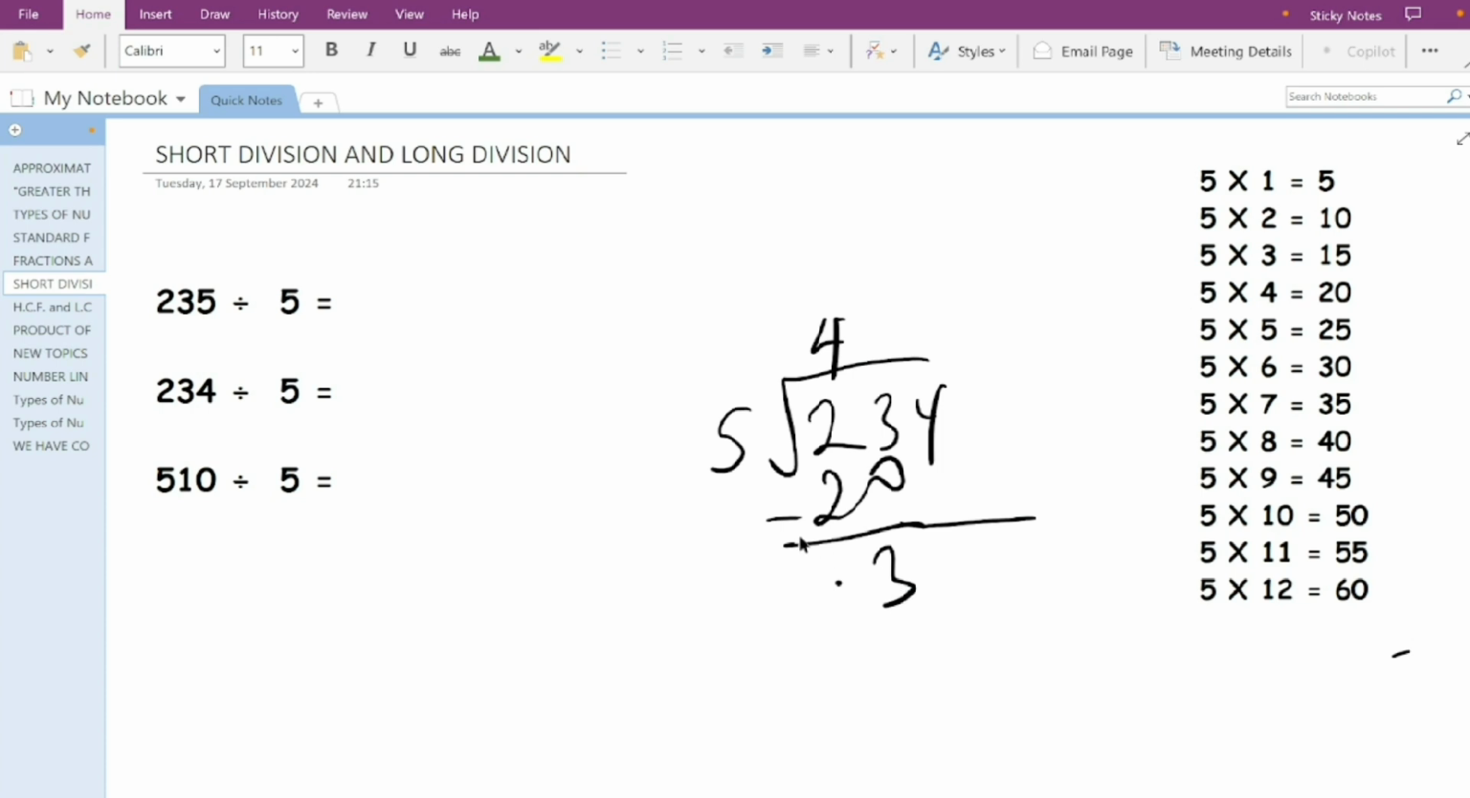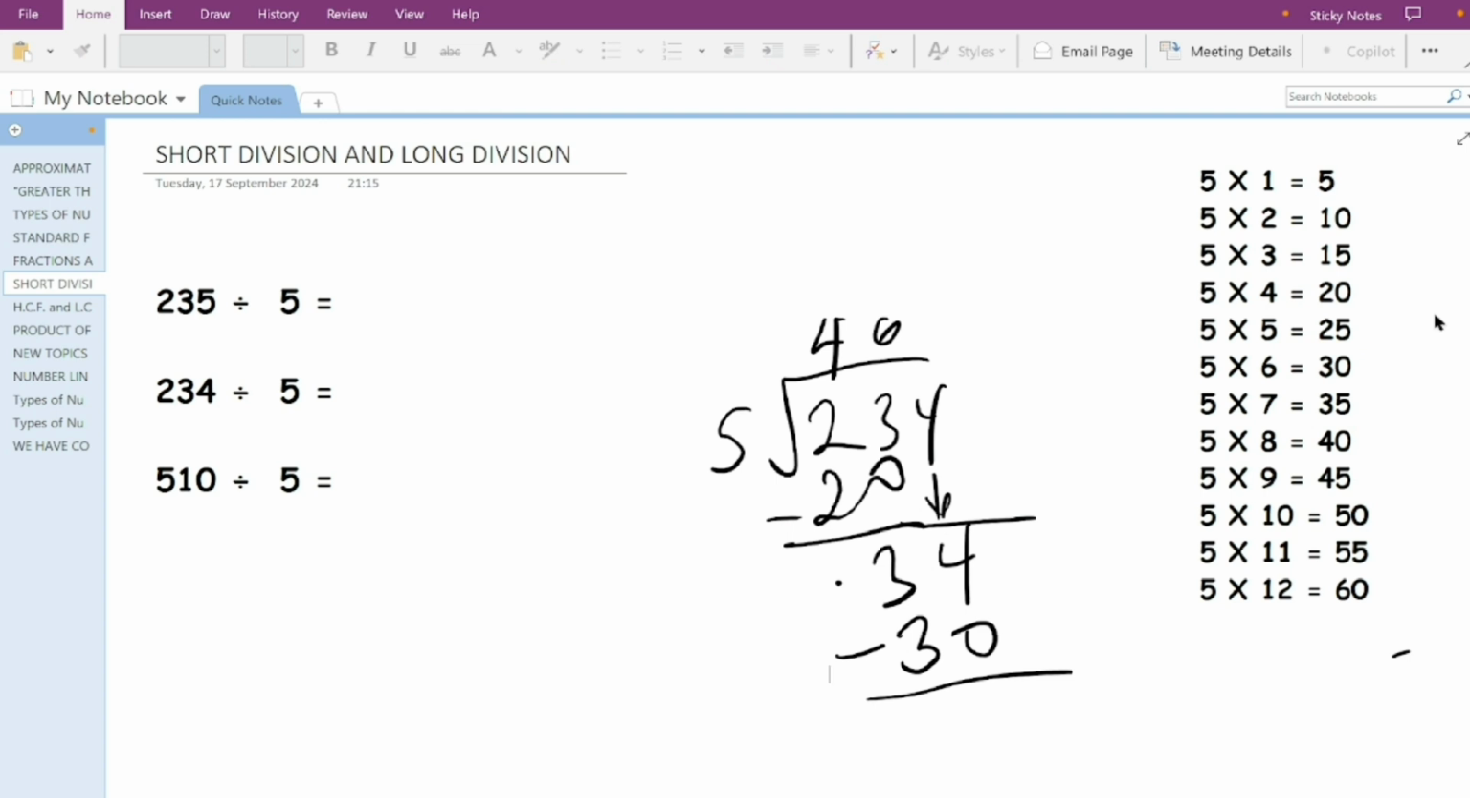5 in 3, 3 is smaller than 5. You can't use 3 in 5, you have to drag down this 4. You drag down 4, it's now 34. 5 in 34, the closest is 5 times 6, that's 30. The next is 35, which is bigger. You write your 6 here, then 6 times 5 or 5 times 6 is 30.